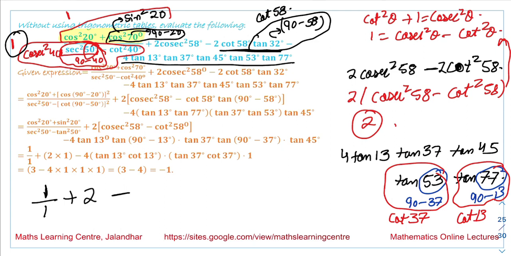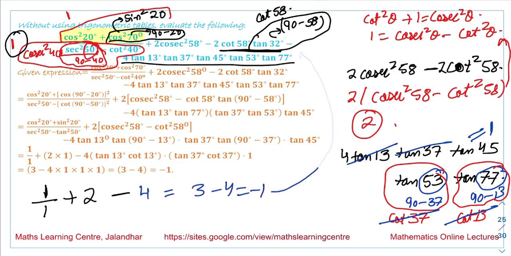So we are saying this cot 37 and tan 37, cot 13 and tan 13, these get cancelled. Value of tan 45 is 1. So the answer we are left with is minus 4. So we are writing 3 minus 4 is equal to minus 1. So this is the total value of this expression.